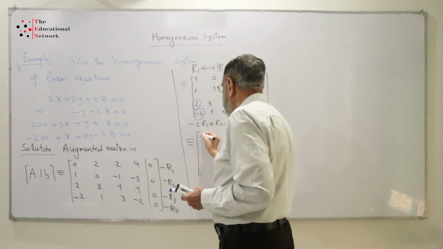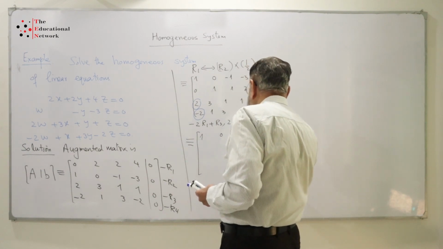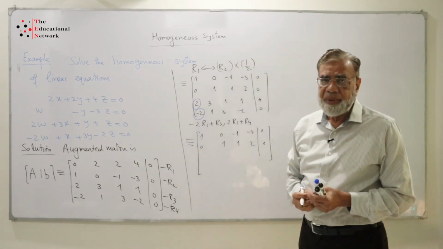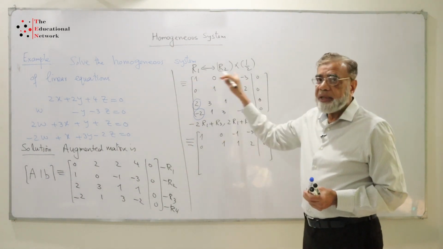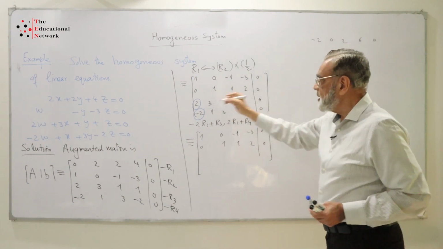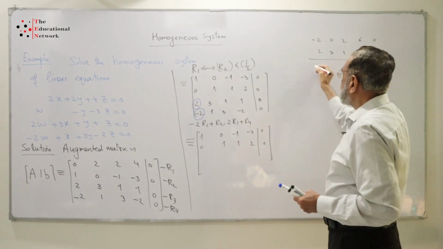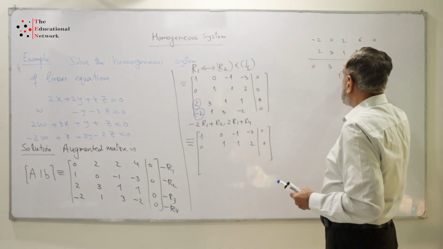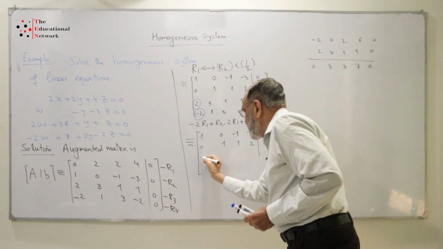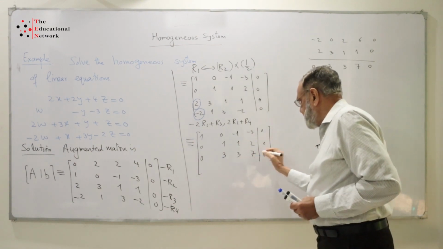So I can write my new matrix. Row one remains the same: 1, 0, minus 1, minus 3, and 0. My second row, which I already changed, is 0, 1, 1, 2, and 0. For the third row, multiply the first row by minus 2 to get minus 2, 0, 2, 6, and 0. Then we add the third equation, 2, 3, 1, 1, and 0. We get 0, 3, 3, 7, and 0. So the new row 3 is 0, 3, 3, 7, and 0.